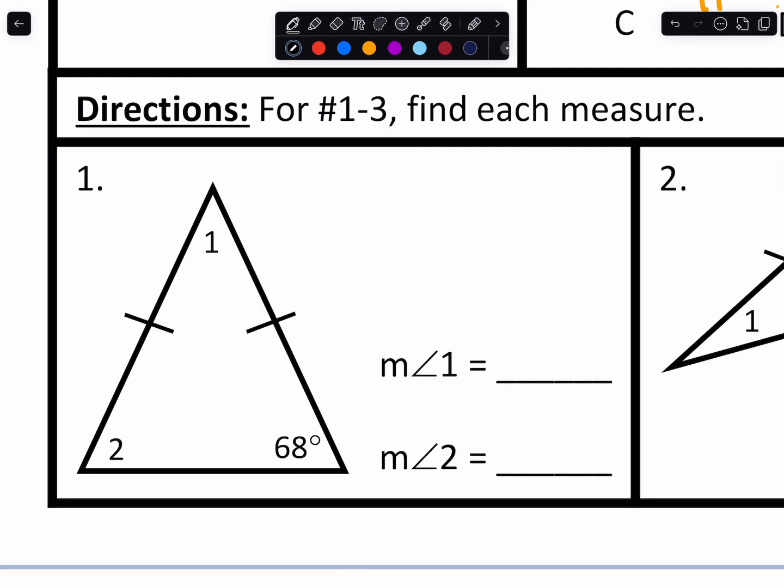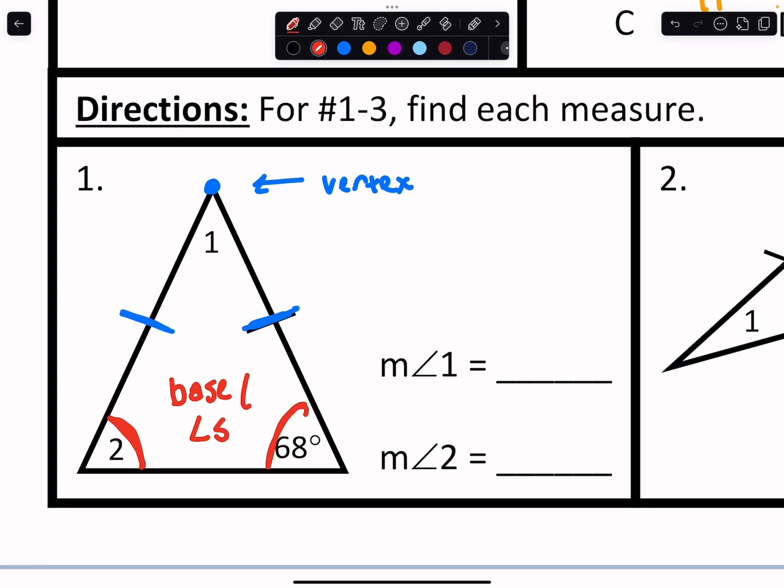Number 1 through 3, they want you to find the measure of each angle. Look at what they gave you. They give you two congruent sides, which we can now say means that we have two congruent angles. Vertex angle is not congruent to the other two. So this is just me labeling the vertex angle to show that angles 2 and 68 will be the congruent ones. Those are your base angles. So angle 2, also 68.